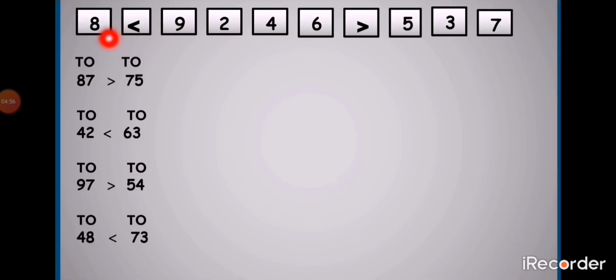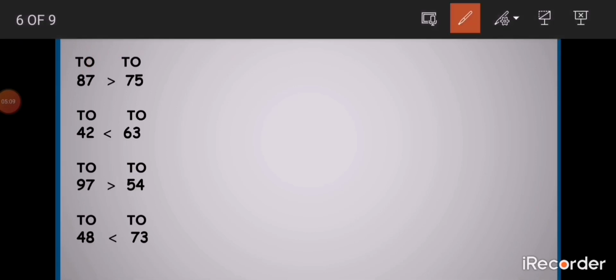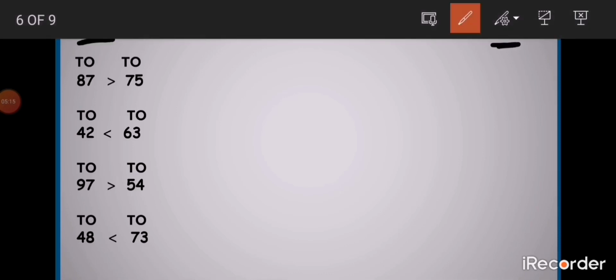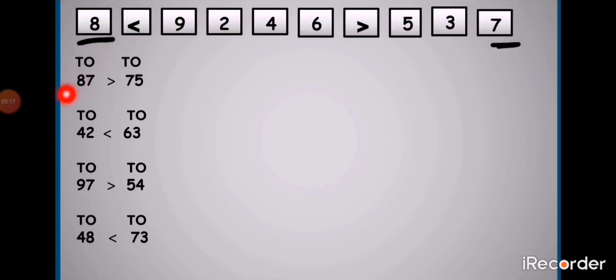So you can choose any number. You can make any number by using these cards. I made my numbers and you can make your own numbers. This is just for your practice. So first I choose 8 and then I choose 7, and I made the number 87.